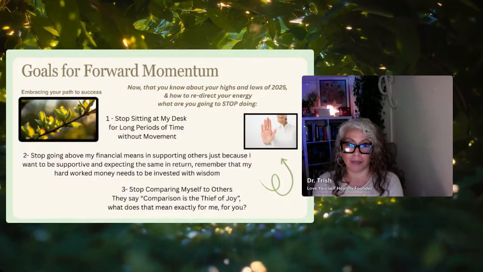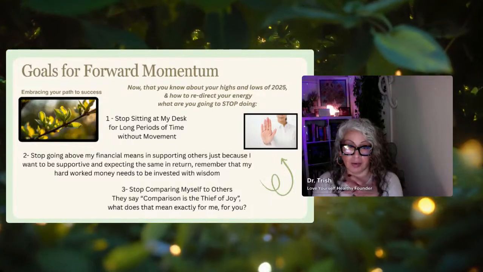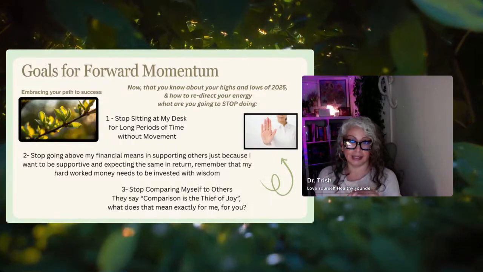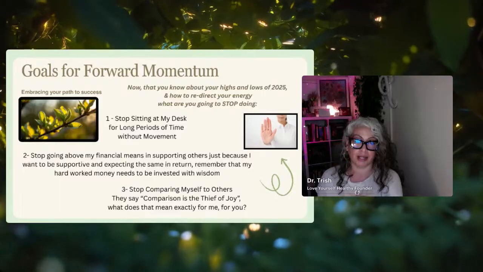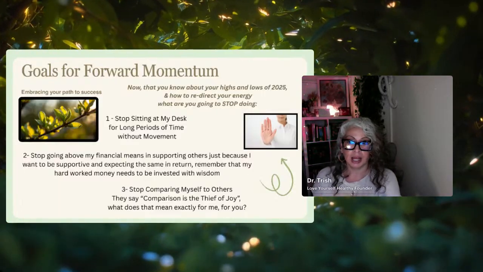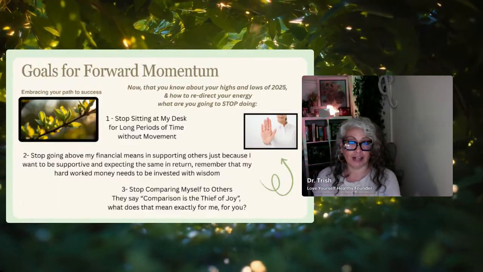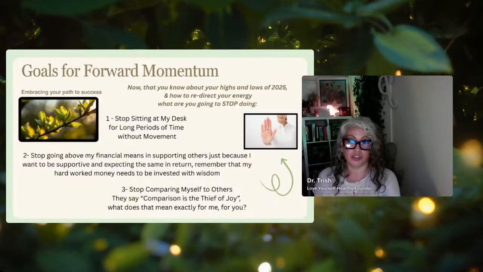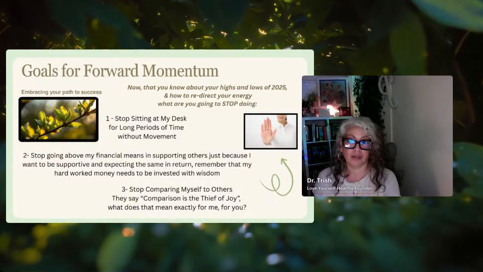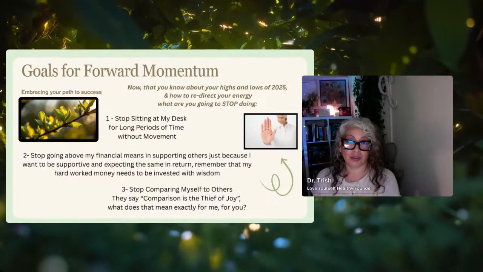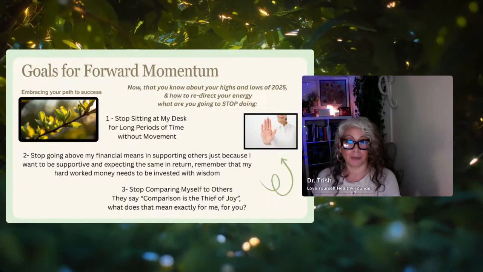So now that you know about your highs and lows of 2025 and how to redirect your energy, what are you going to stop doing? For me, I already mentioned it. I had to stop sitting at this desk for long periods of time without movement. I can't do it. I'm also going to stop going above my financial means and supporting others just because I want to be supportive and expecting the same in return, because I just know that's not possible.